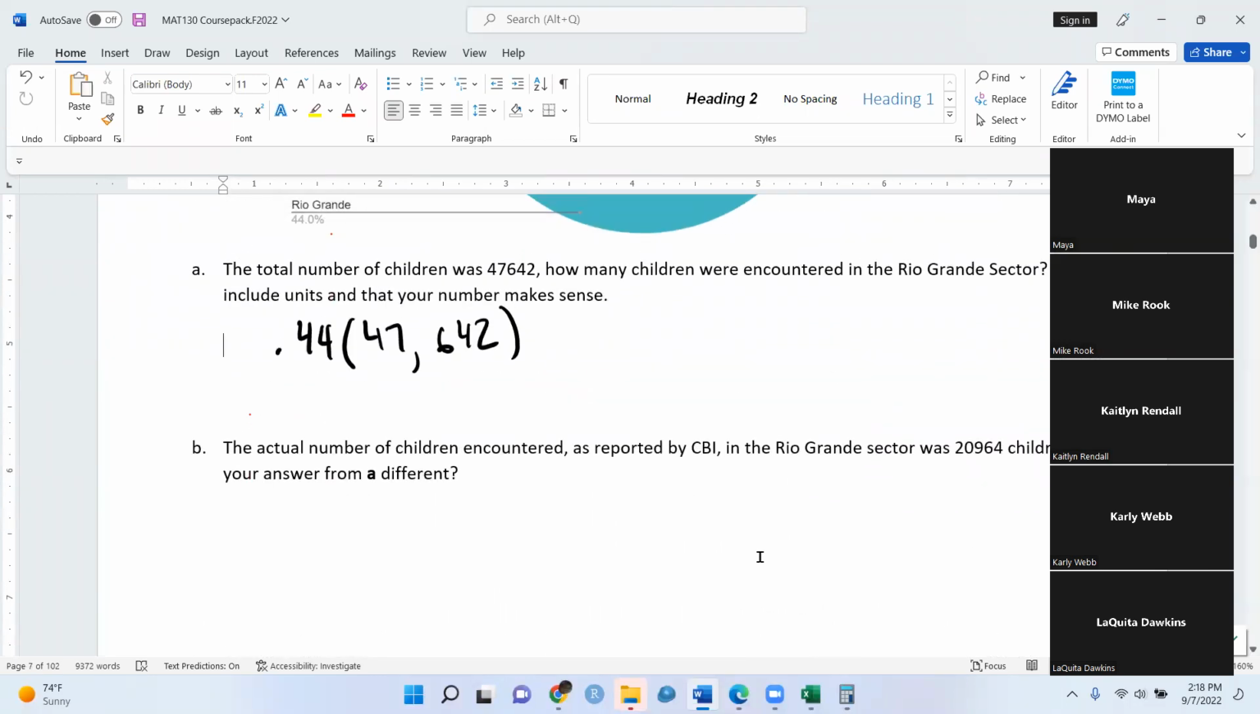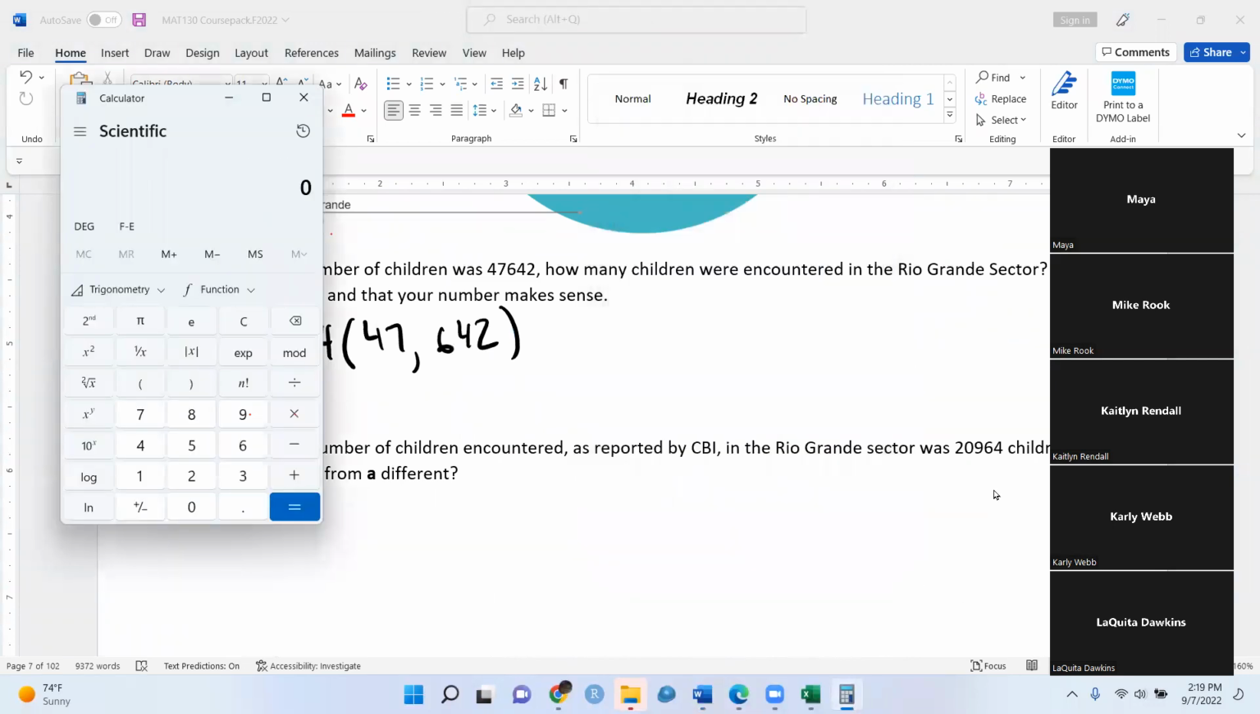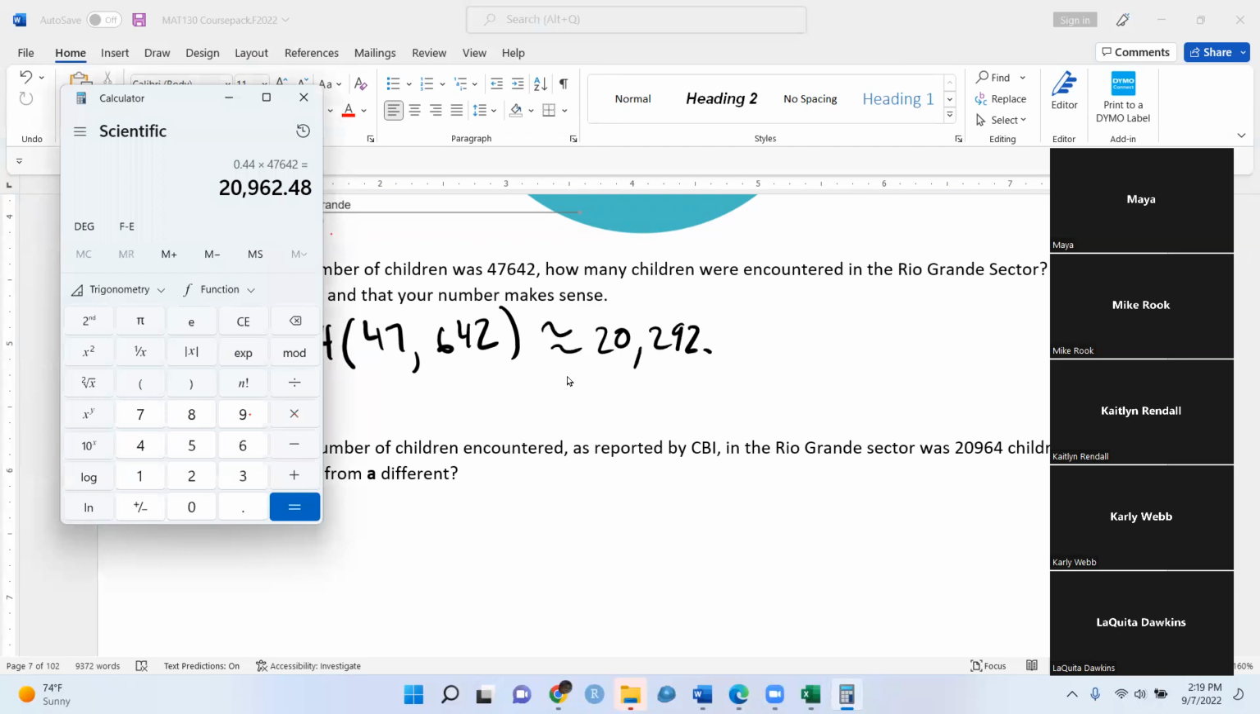Now, we should talk about this number a little bit. What are the units on this number? Children, yes. So when we round, what makes the most sense? Rounding up. Interesting thought. Rounding down.